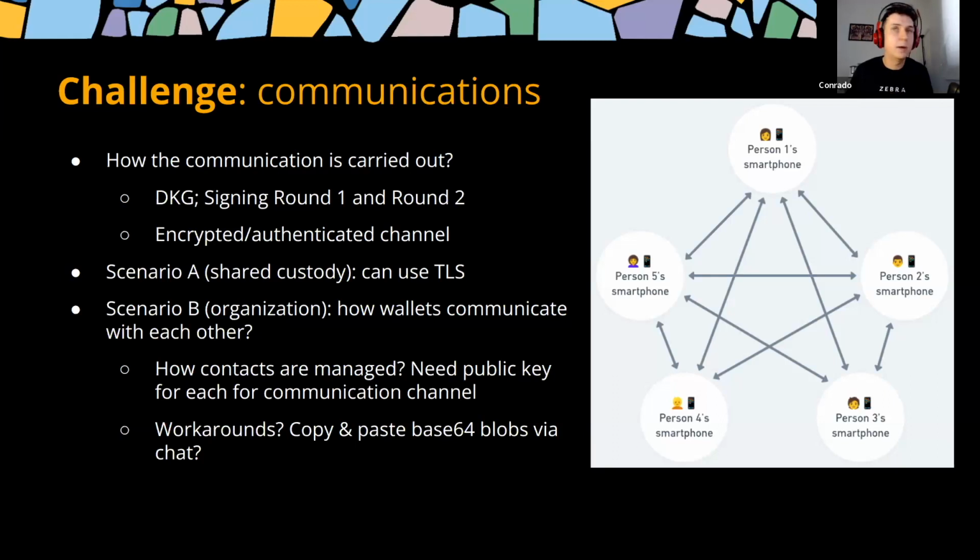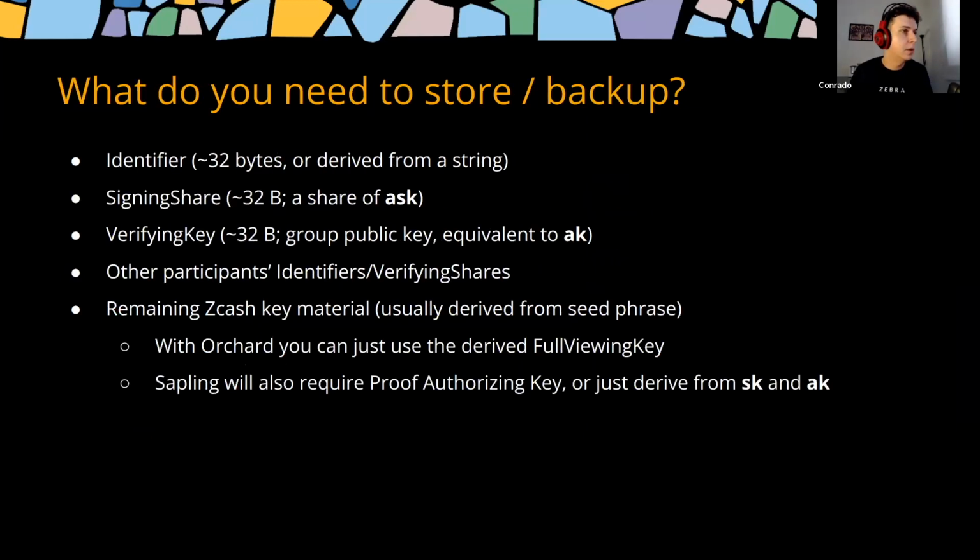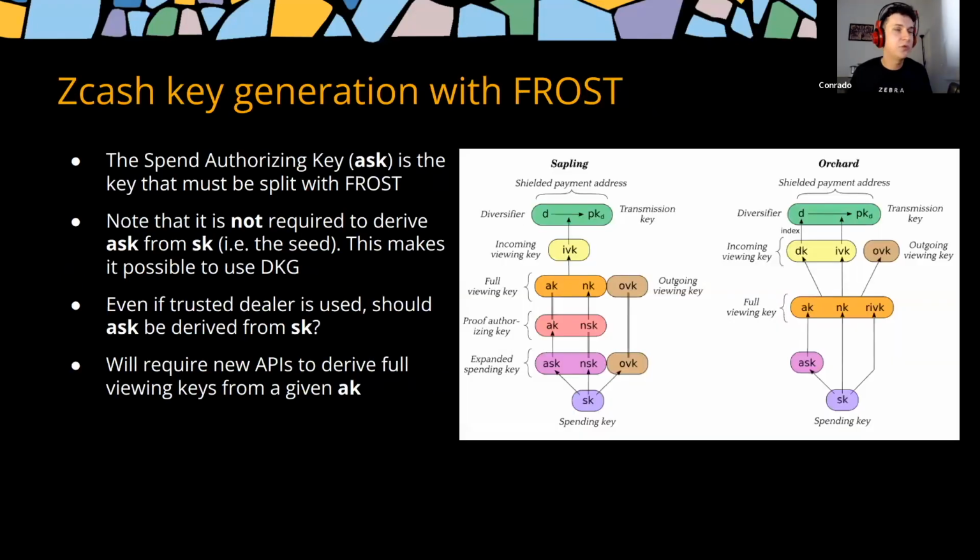Sorry, I just saw a question here. Yeah, SK is not a seed phrase, but it's derived from the seed itself. I was talking about it like they were the same thing because, from the point of view of the user, they just care about the seed phrase. Sorry if my explanation was confusing, but the question here is: do we still use the seed phrase and derive the rest, but together with an AK, or forget about seed phrases and just use the full viewing key in the case of Orchard, or the proof authorizing key in the case of Sapling.